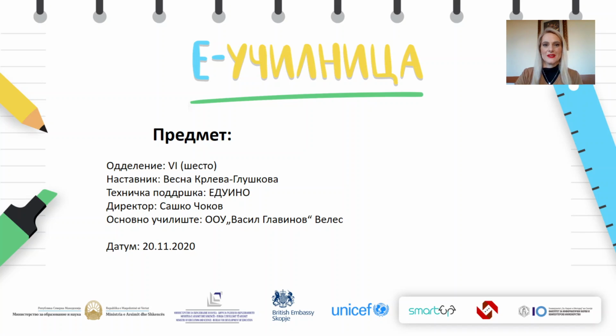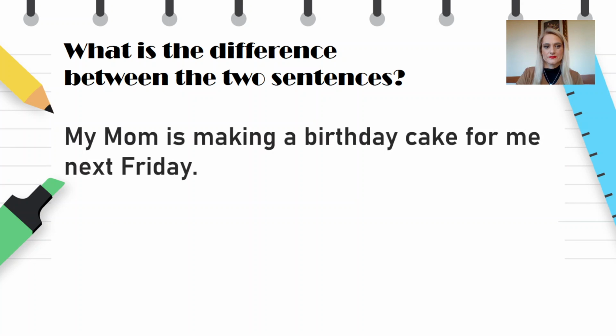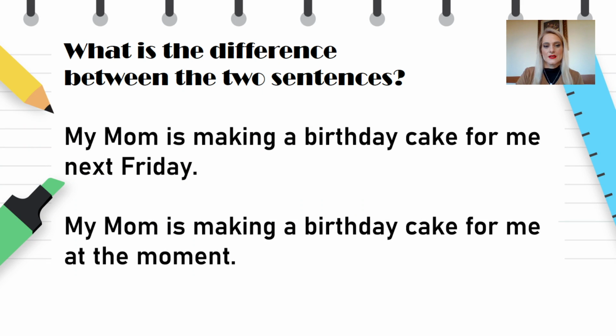I'll switch to English now. First, we'll start with two sentences. Look at the sentences very carefully and find the difference. My mom is making a birthday cake for me next Friday. My mom is making a birthday cake for me at the moment.